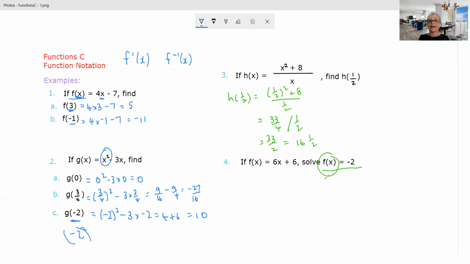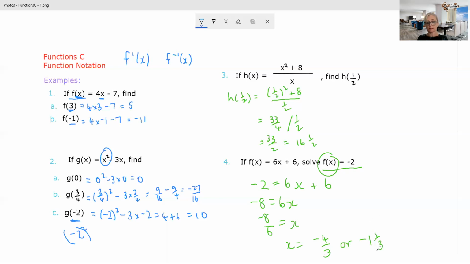So we don't know what the x value is, but we do know what the function is. All we're doing is we're subbing in and we're going to solve a very simple linear equation. Take your 6 away from both sides, divide both sides by 6, simplify down. You can leave it as an improper fraction or you can change it to a mixed number.